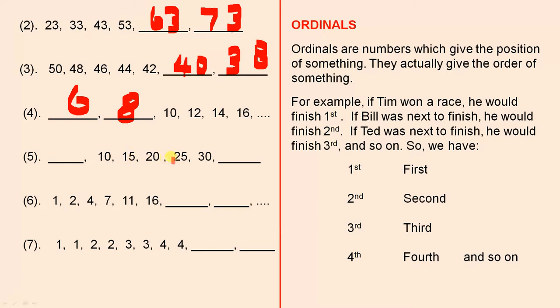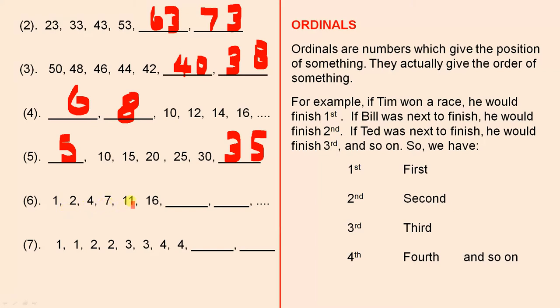10, 15, 20, 25, 30. You can see you're going up by 5. So if you go up by 5 from here, that gives you 35.